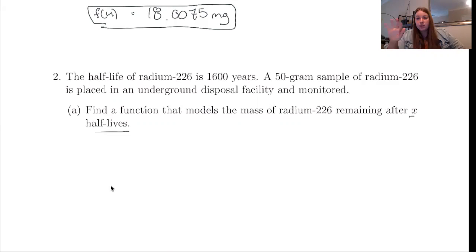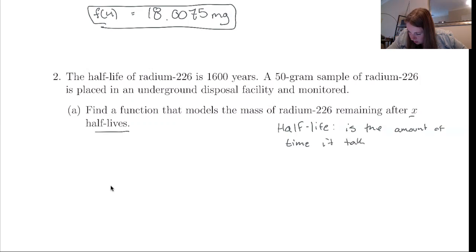So find a function that models the mass of radium after x half-lives. Okay, so lots of things. So first of all, half-life. I think you guys learned about half-lives. I learned about them in high school, so I don't know if you guys did, and that wasn't in an AP class. Okay, so half-life is the amount of time it takes for a material to decay half of its mass.